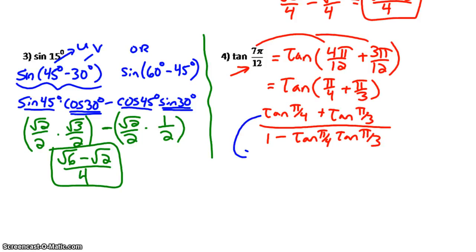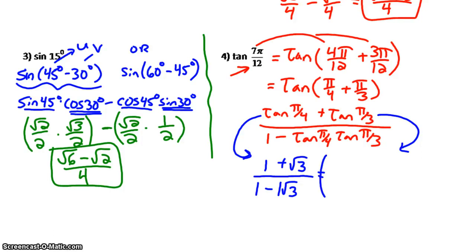For tan pi over 4, I have a value of 1. For tan pi over 3, I'm going to get a value of radical 3. Now in the denominator, I'm going to have a 1 minus, and here I'm going to have really a 1 times a radical 3, which we would normally just write as radical 3. And you can see my dilemma. I have to rationalize this denominator. So I can't just go to an equality. I'm going to need to multiply it by 1, that ever powerful multiplicative identity of 1.